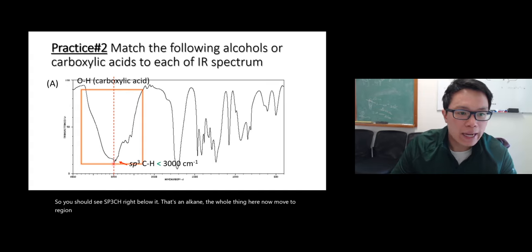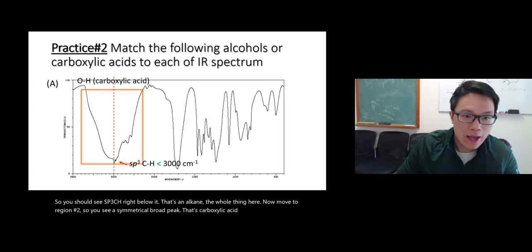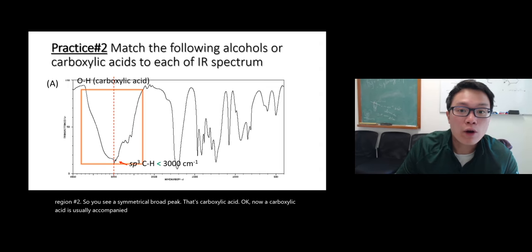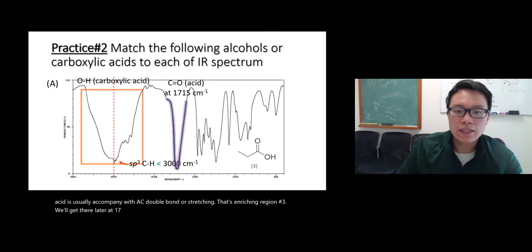Now move to region number two. You see a symmetrical broad peak. That's carboxylic acid. Carboxylic acid is usually accompanied with a C double bond O stretching. That's in region number three, we'll get there later, at 1715. Let's say it's propanoic acid.